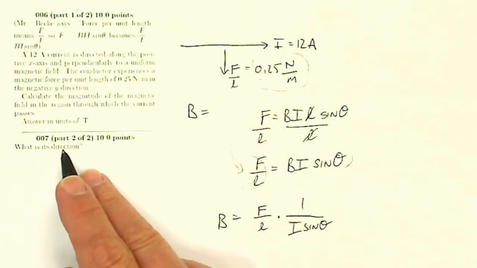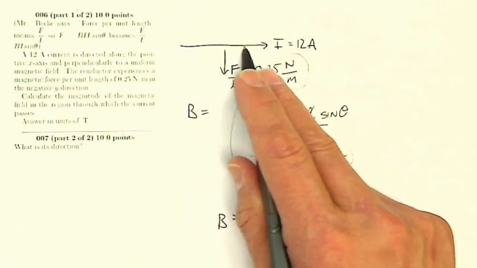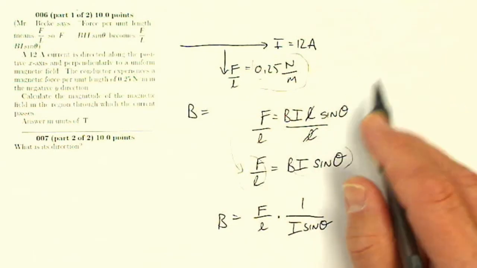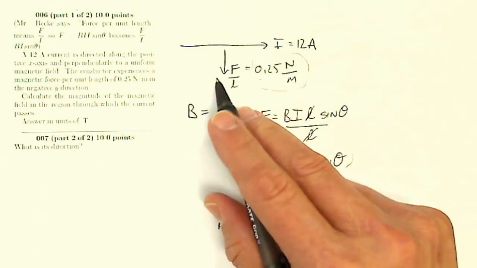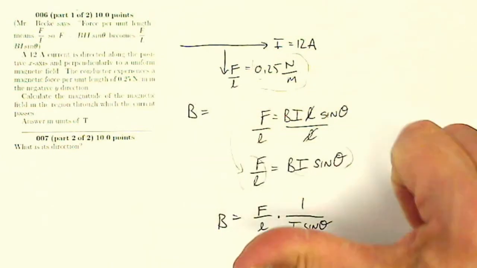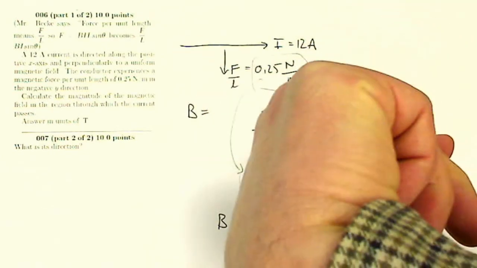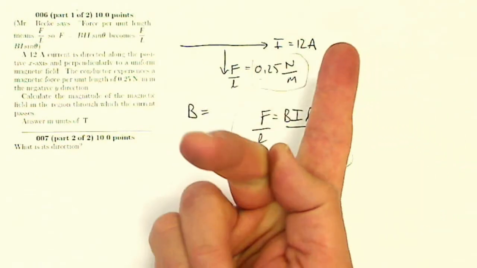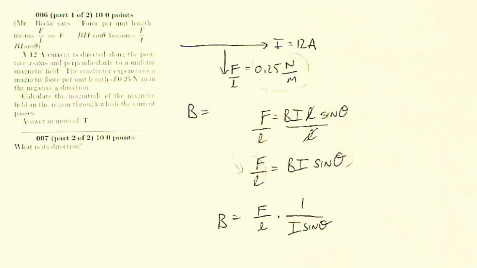What is its direction? Now, if I've got a current going to the right and it's feeling a force down, I can use my right-hand rule to figure out what direction the B field must be. So with a force pointed down and a current pointed to the right, it's hard to arrange my hand this way, I've got to have a B field that's pointing up out of the page in this case. And that would give me the force I need.